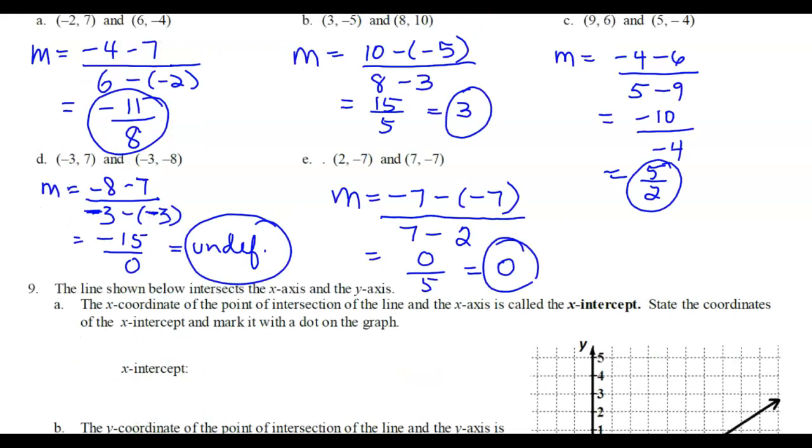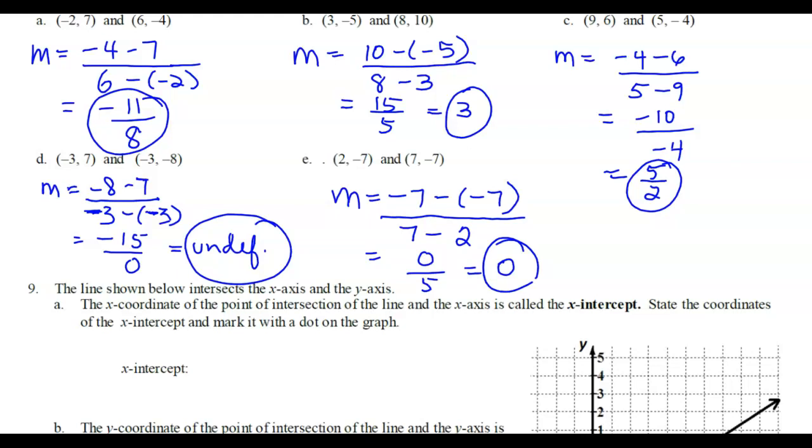So there are the answers for B, C, D, and E. Take a look at D and E. So D, those 2 points, you've got negative 3, 7, and negative 3, negative 8. If we were thinking back to work from a few days ago, that would be 2 points that would not create a function, right? Because for the x value of negative 3, there are 2 different y values. So when we try to find the slope, it's going to be a vertical line, and that has undefined slope.